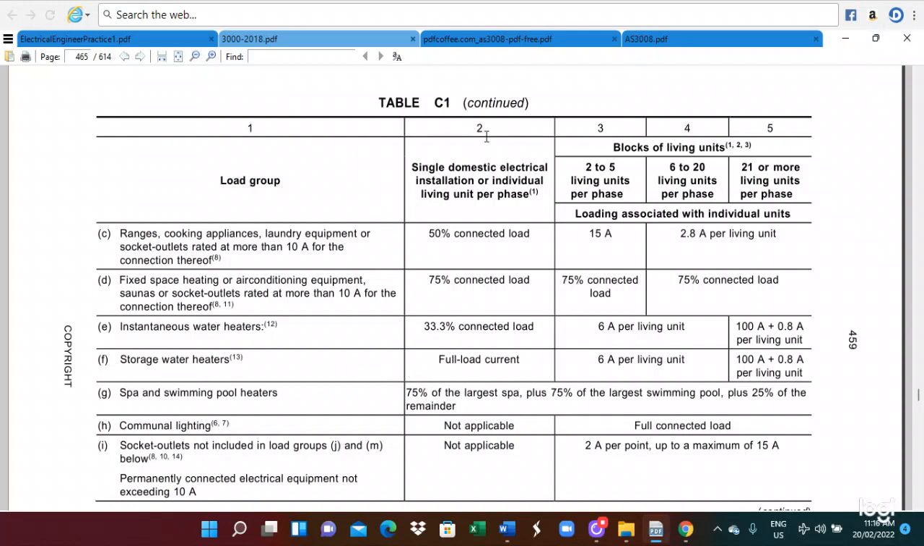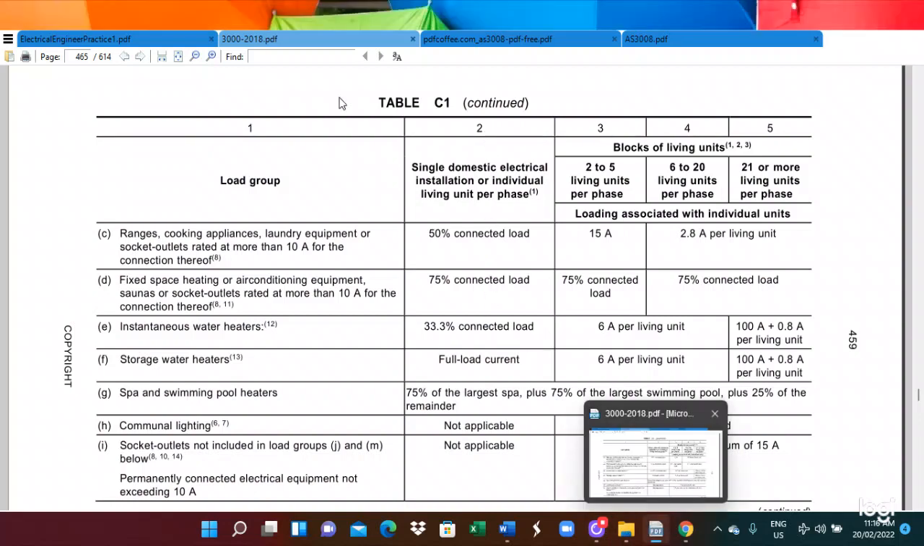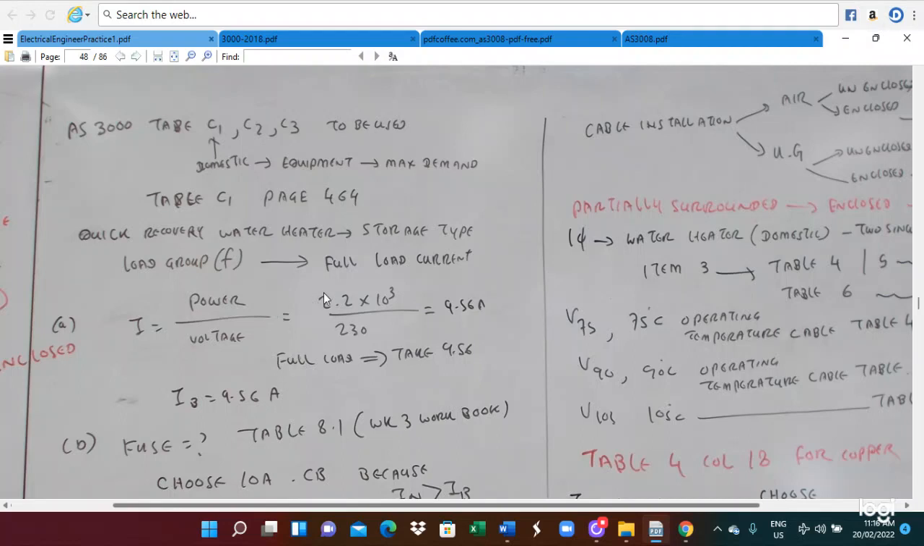If we calculate the full load current, the power is 2.2 kilowatts divided by the voltage of 230 volts. So 2.2 multiplied by 10 to the power 3 divided by 230 gives 9.56 amps. So this is what we calculate.